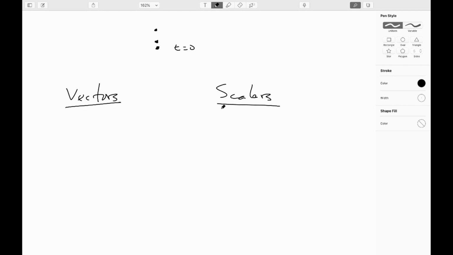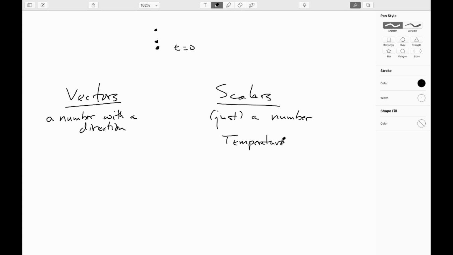A scalar is just a really fancy way of saying that it's just a number. And for a vector, you can say it's a number with a direction associated with it. So an example of a scalar, for instance, could be the temperature. We look outside, we say it's 20 degrees out, and that's all you need to do to describe the temperature outside.